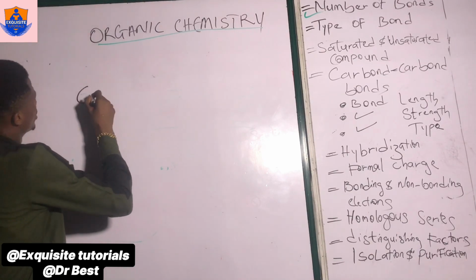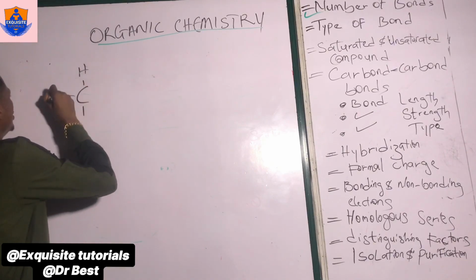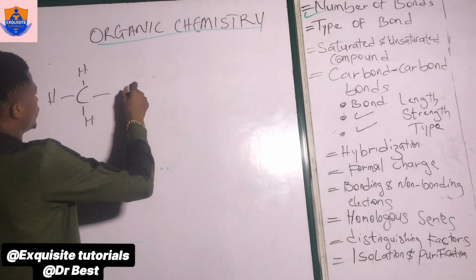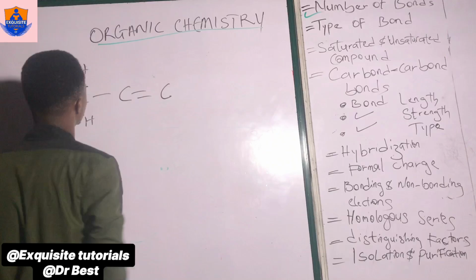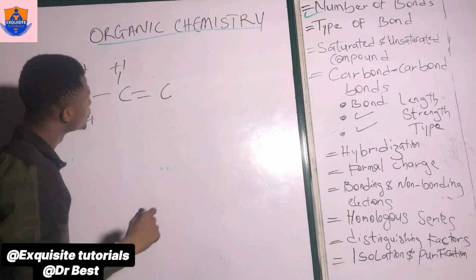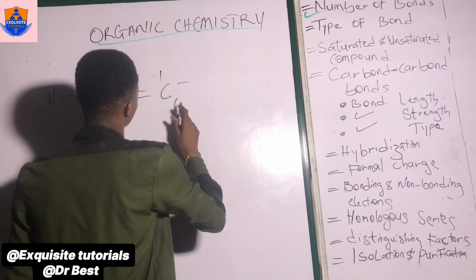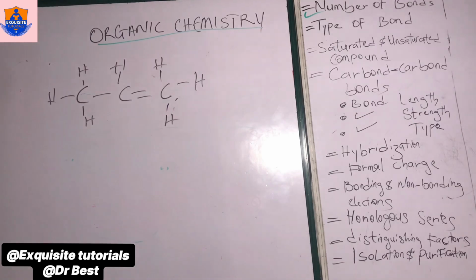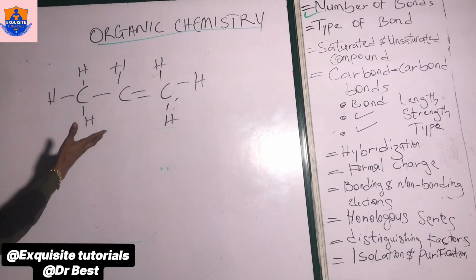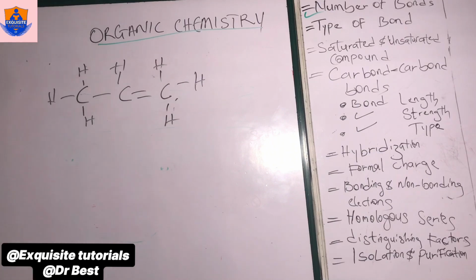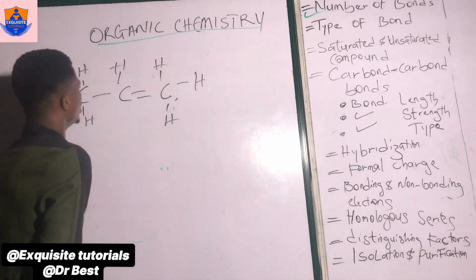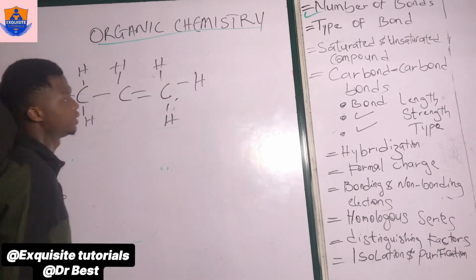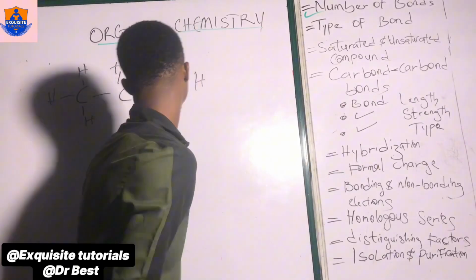Okay, C, H H H H. C double bond C. There should be H here. H H H. Now tell me, how many sigma bonds and how many pi bonds are present in this compound? Remember that we said one single bond contains one sigma bond and a double bond contains a sigma and a pi bond. Now let's count.